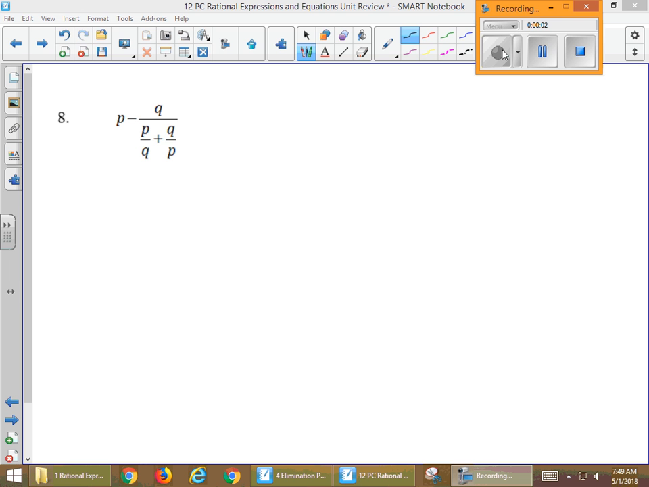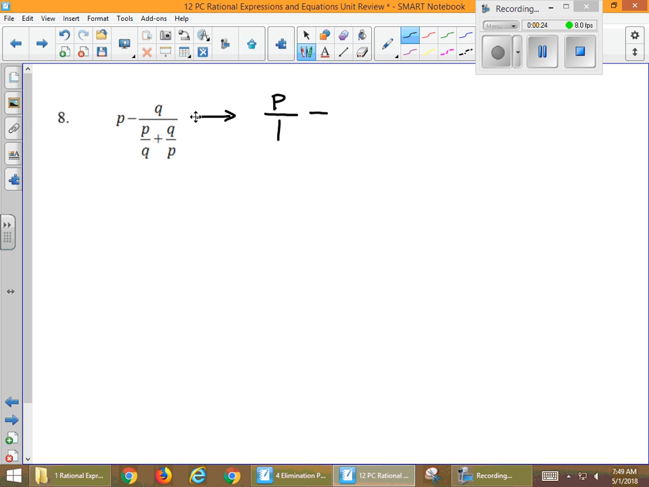Okay, so here's a crazy problem with the PEMDAS. The thing about this problem is that it looks like there's less fractions than there actually are. The first thing I'm going to do is, if I'm dealing with one fraction, I'm going to turn everything into fractions. So, here's what this really is. P over 1 minus my numerator on the other side of the subtraction here is Q over 1 over P over Q plus Q over P.